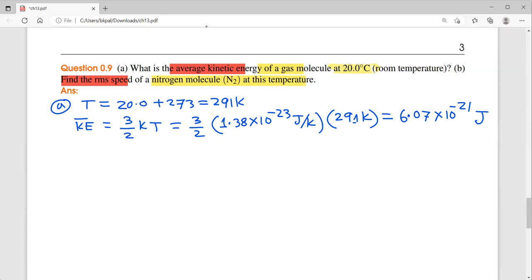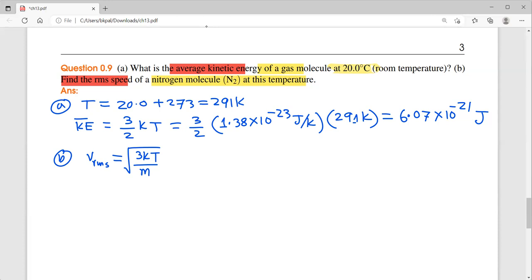So the average kinetic energy of a gas at room temperature, or at 20 degrees Celsius, is 6.07 times 10 to the power minus 21 joule. And number B, the RMS speed. Remember that the equation we derived for the RMS speed is something like this: the square root of 3kT over m. Here m means the molecular mass, and we have to determine the molecular mass of nitrogen.